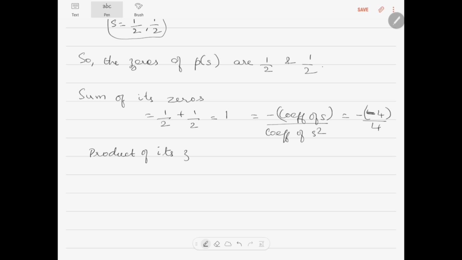Product of its zeros will be, because we know the polynomial is 4s square minus 4s plus 1. Here the coefficient of s is minus 4, and the coefficient of s square is 4. Product of its zeros will be equal to constant by coefficient of x square, which is equal to, here constant is 1, divided by 4.